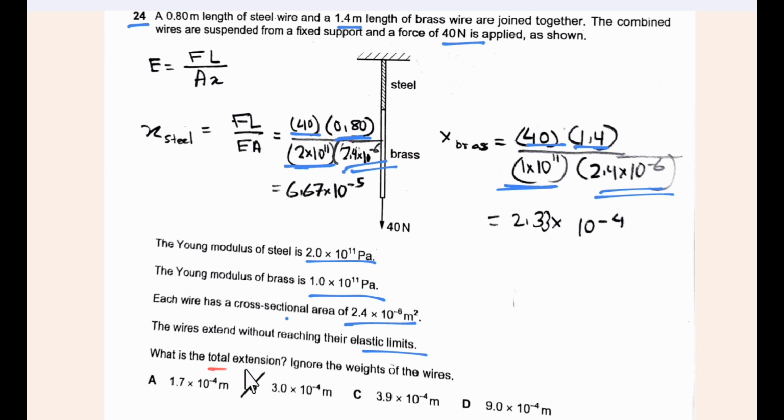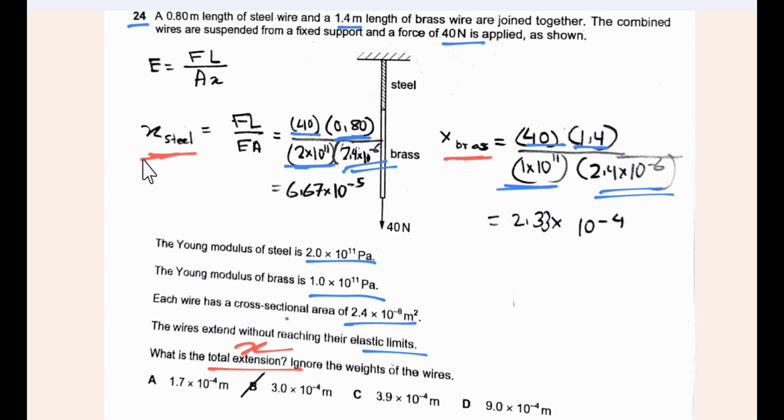Now, what is the total extension? Ignore the weight of the wires. So we need to find the total extension. We know the Young modulus is equal to force times length divided by cross-sectional area times extension. So we need to find the extension of steel and the extension of brass, then just add these values.